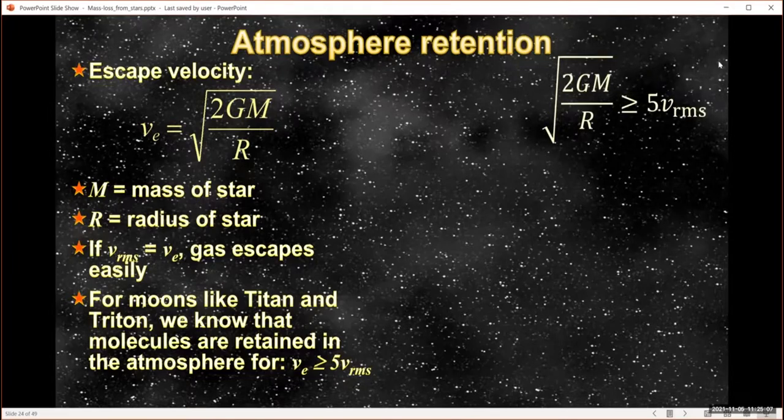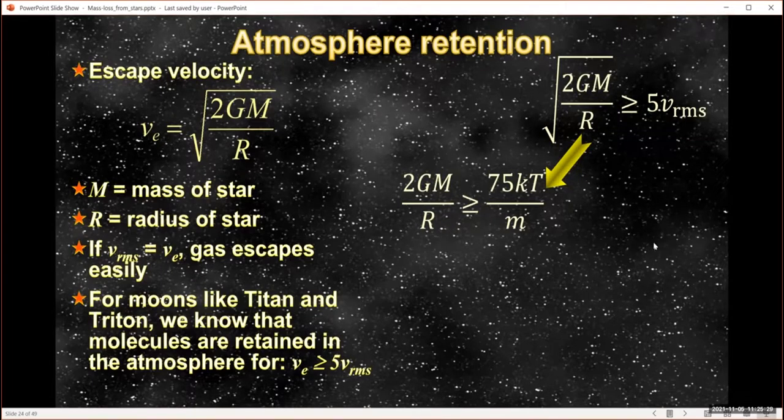So we can make that our criterion. We need to have the escape velocity greater than 5 times the average speed. But remember, the average speed is given by the square root of 3kT upon m. So I can plug that in, and I just squared both sides so that I get rid of the square root. And so I've got 2GM upon r must be bigger than 75kT upon m.